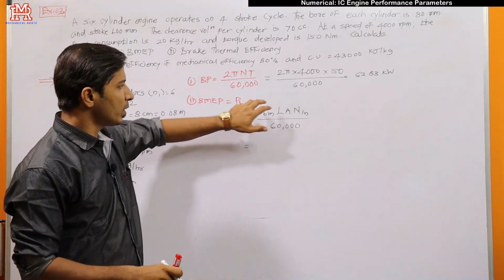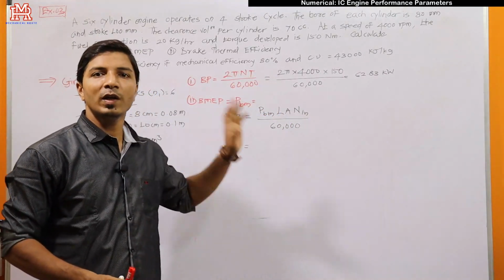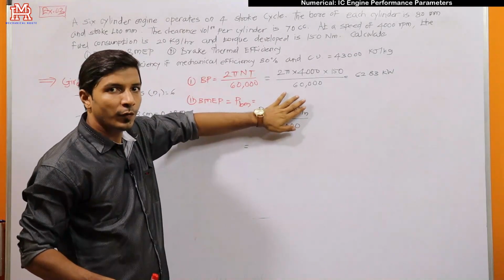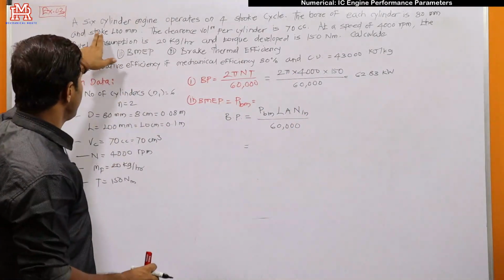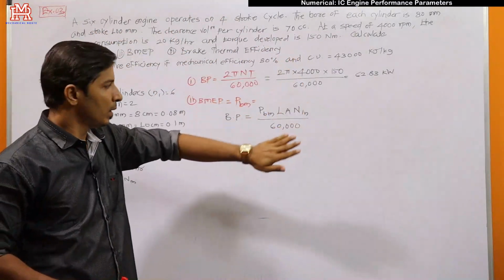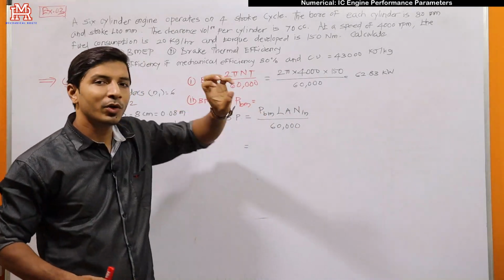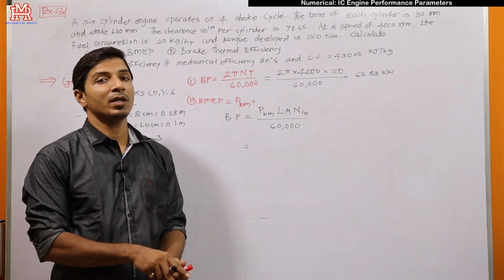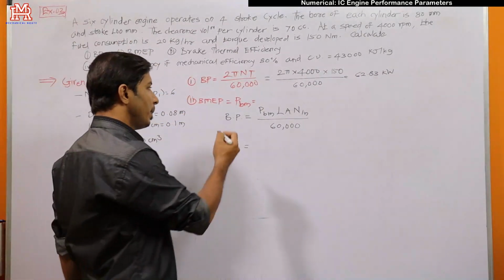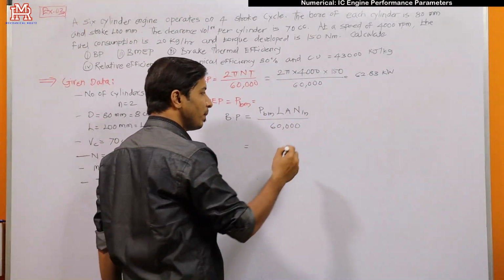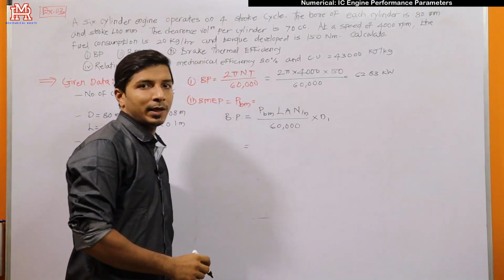Here the most important thing that you have to consider: the brake power that you calculate with this formula will only be for a single cylinder, but it is clearly mentioned that this is a 6-cylinder engine. So this formula is used to find the power of that particular cylinder. To find the brake power of the complete engine, you have to multiply it by the number of cylinders.